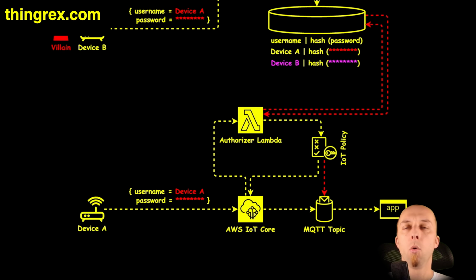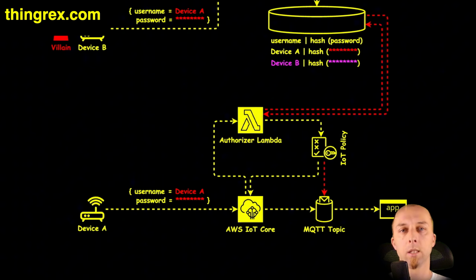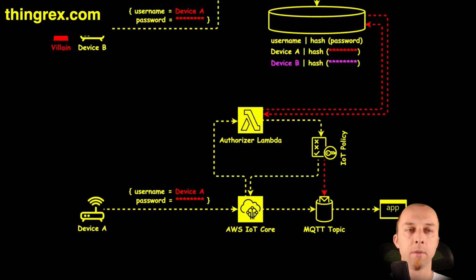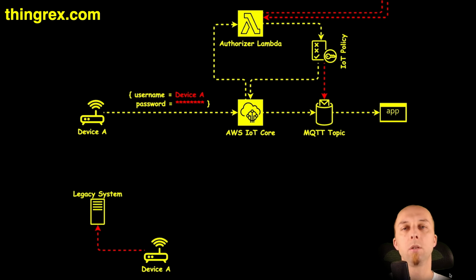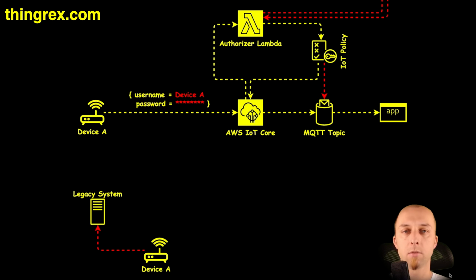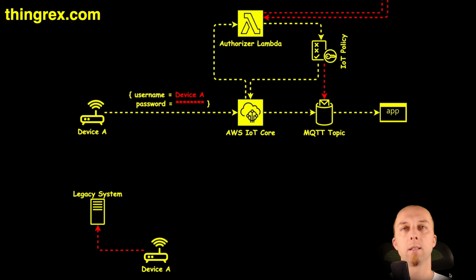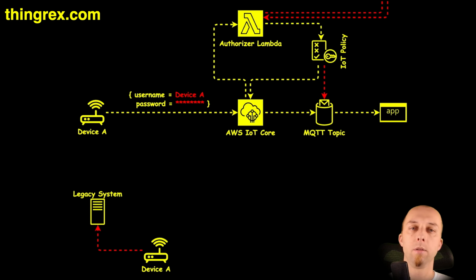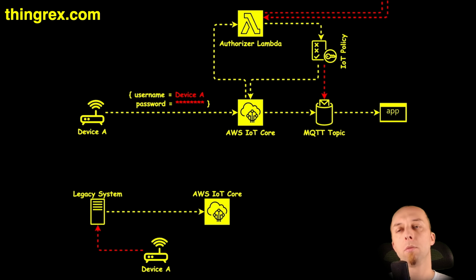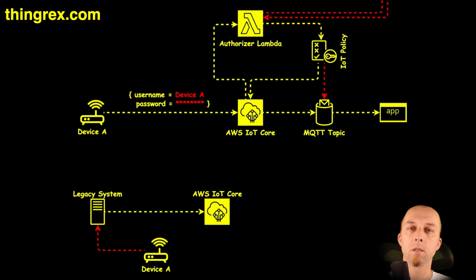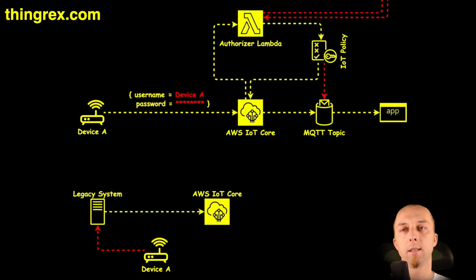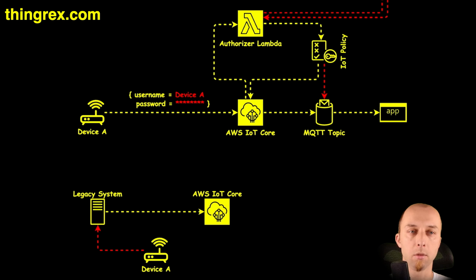You might ask why we want to go that way if that is not recommended. The reason is that, for instance, we need to migrate devices from some legacy system. That legacy system used only usernames and passwords, and we want to switch those devices to communicate from the legacy system to AWS IoT Core.